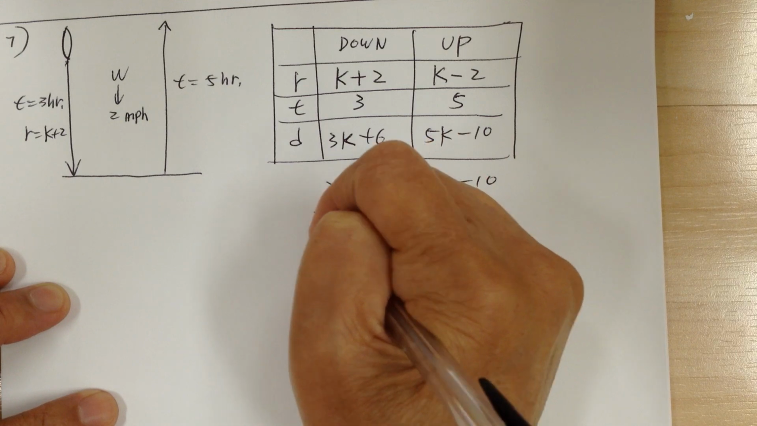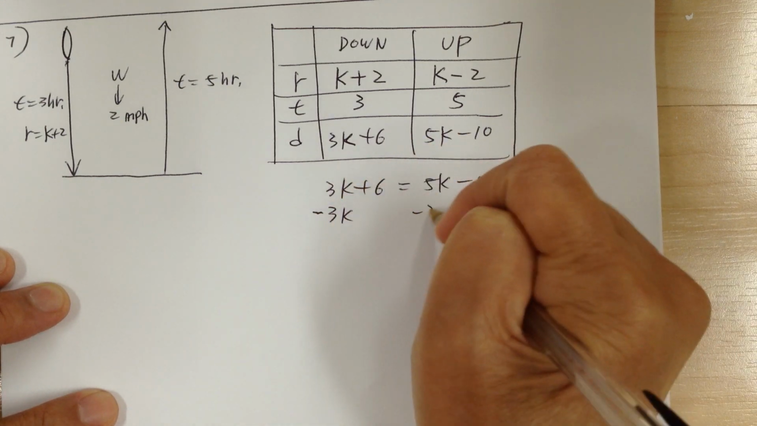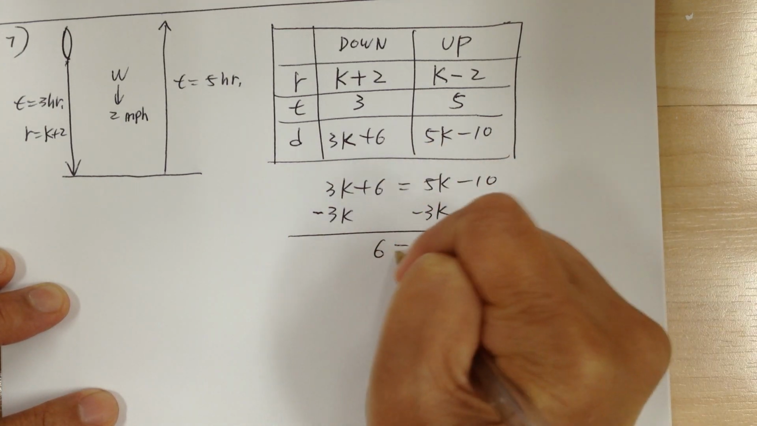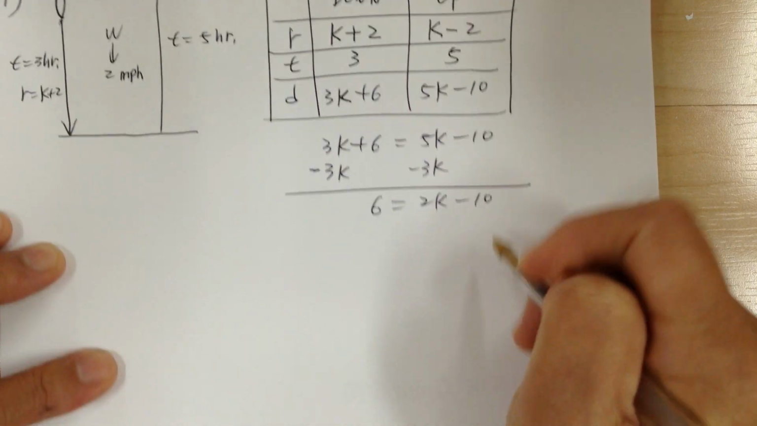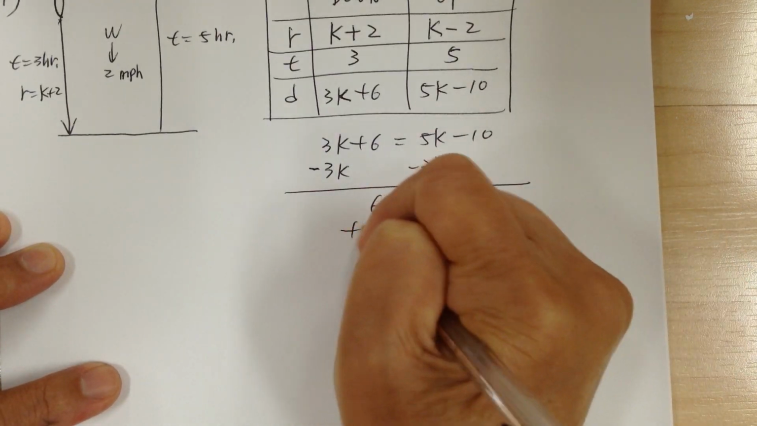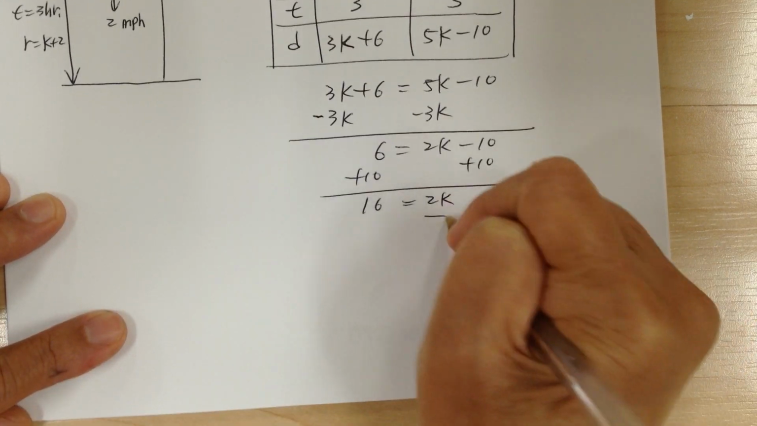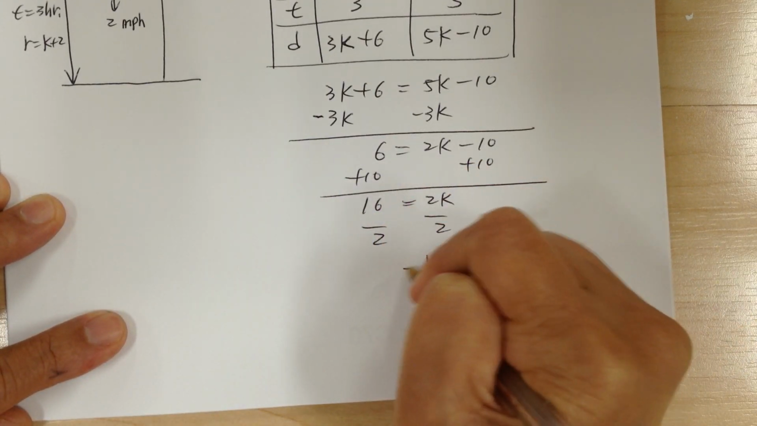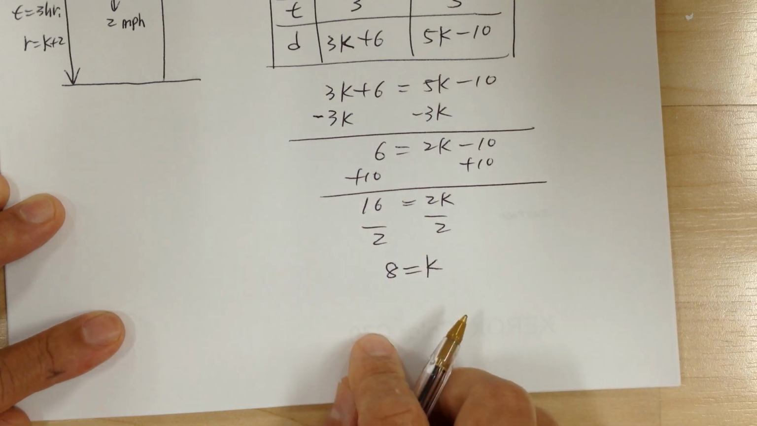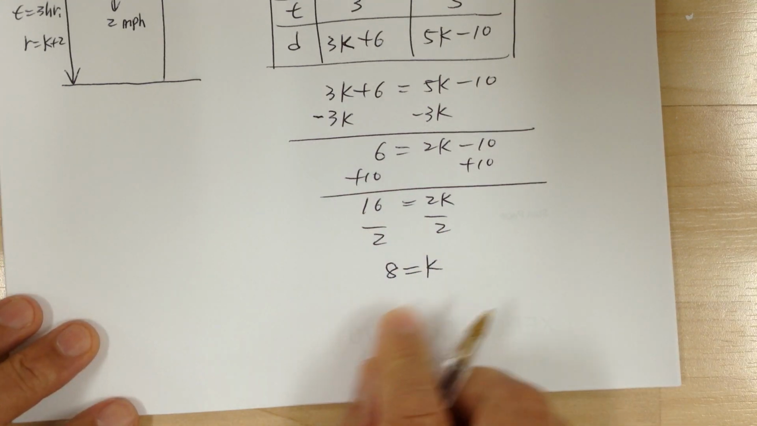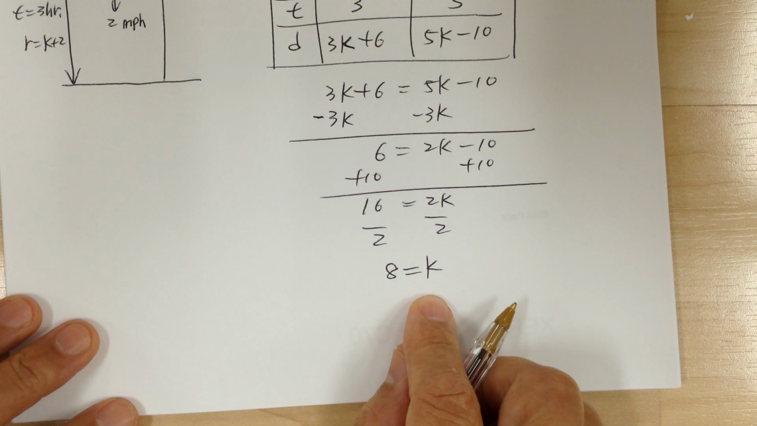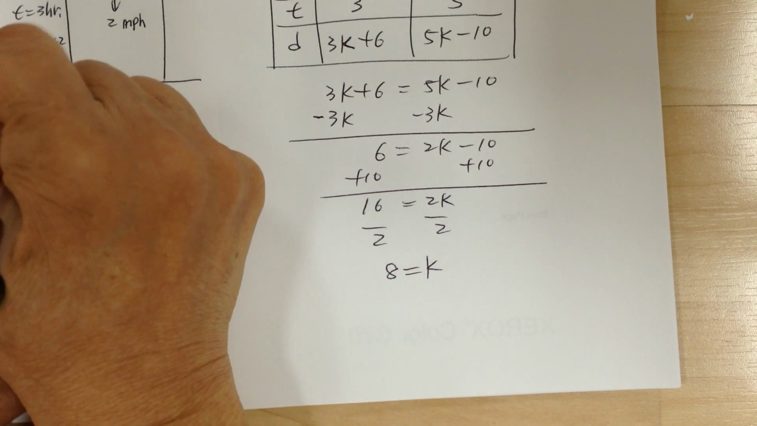So let's solve the equation. Minus 3K on both sides, so you got 6 equal to 2K minus 10. Plus 10 on both sides, so you got 16 equal to 2K. Divide by 2, so K equals 8. Now, once you find K equals 8, let's answer the question.